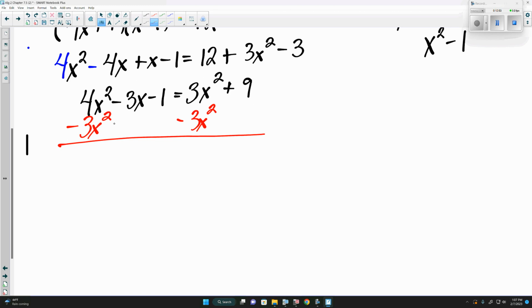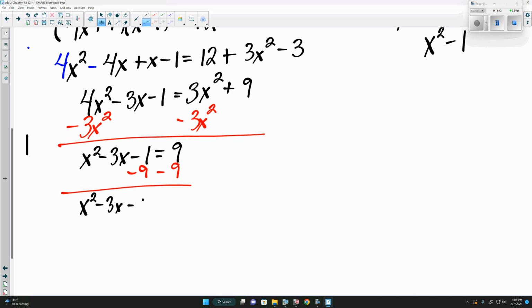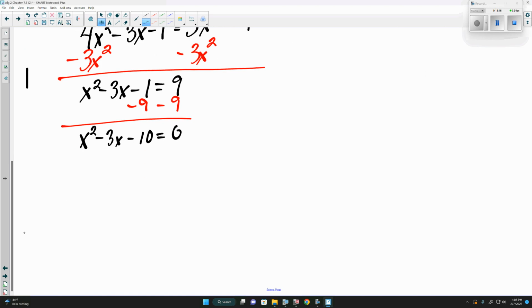So we'd subtract 3x squared from both sides. 4x squared minus 3x squared is going to be x squared. Minus 3x minus 1 is equal to 9. Continuing with that, we would subtract 9 from both sides. So we have x squared minus 3x minus 10 is equal to 0. Questions on this here?